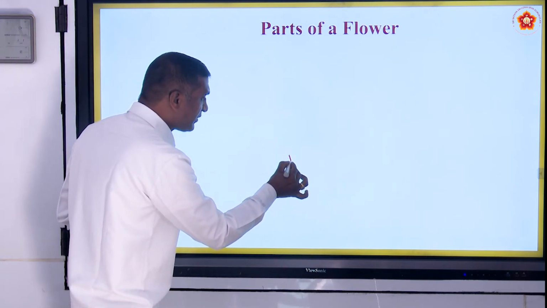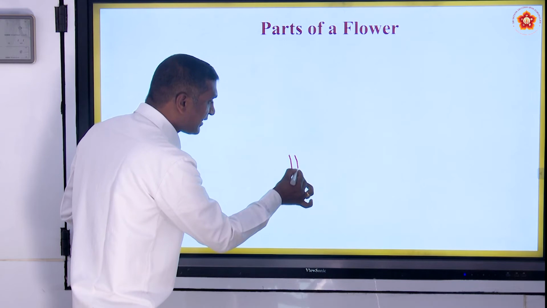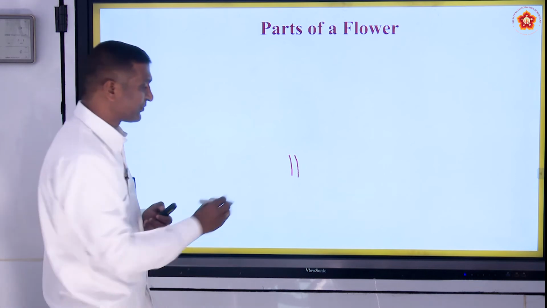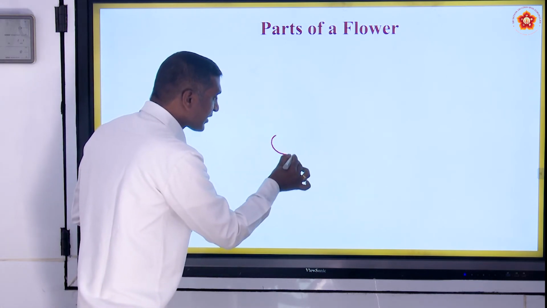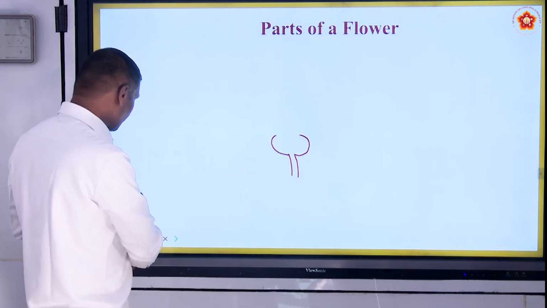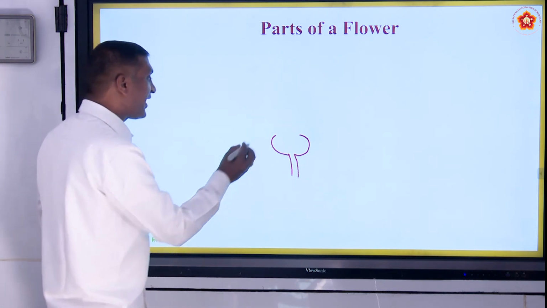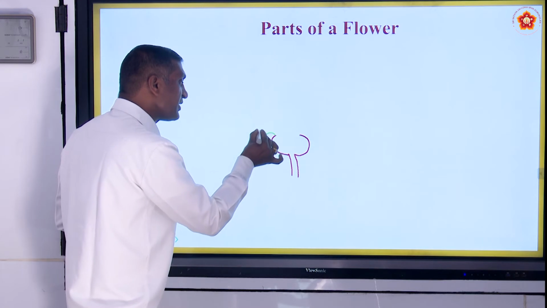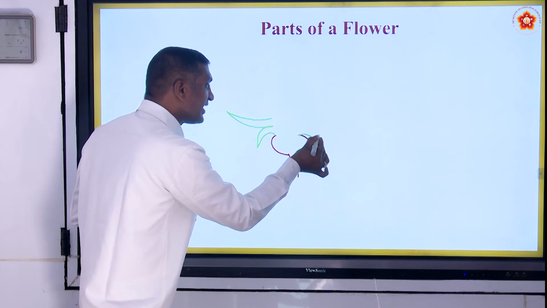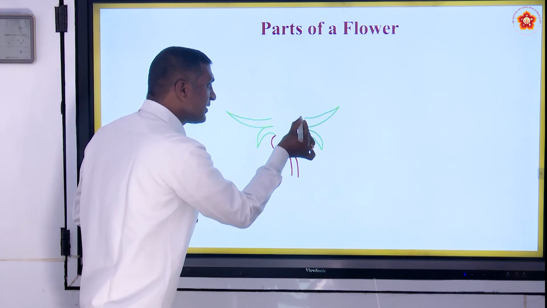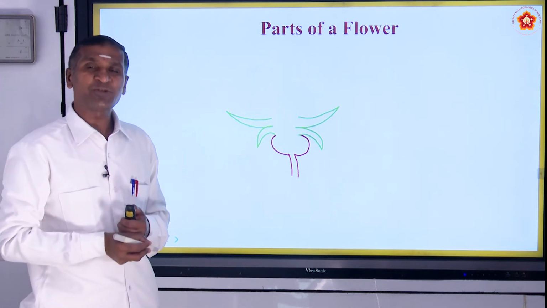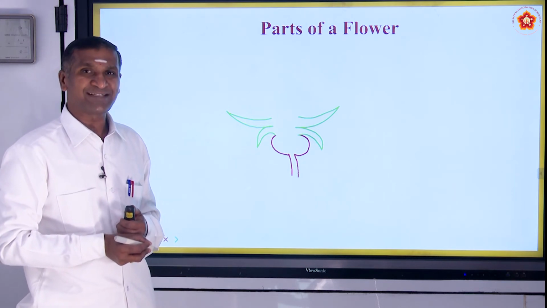If you want to draw a typical flower, the stalk of a flower is called the pedicel. Next you can see a bulged part which is called the thalamus. Next you have the sepals. The sepals are green. They appear like leaves. As I already told, they may be in needle shape or also in the form of a small leaf. This is called the sepal, which protects the flower in bud state.